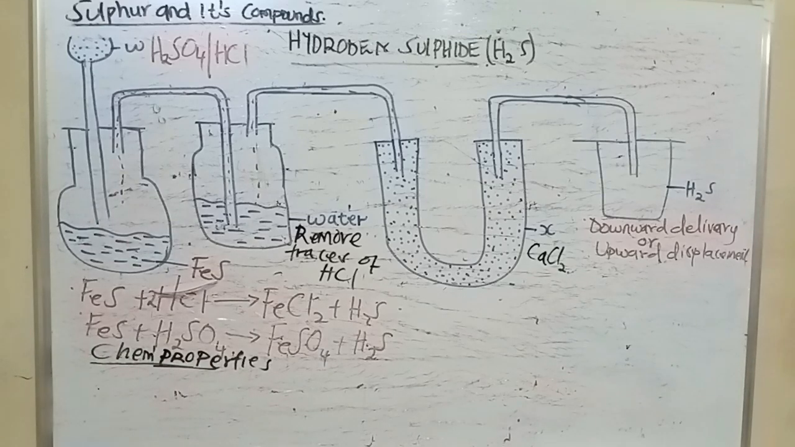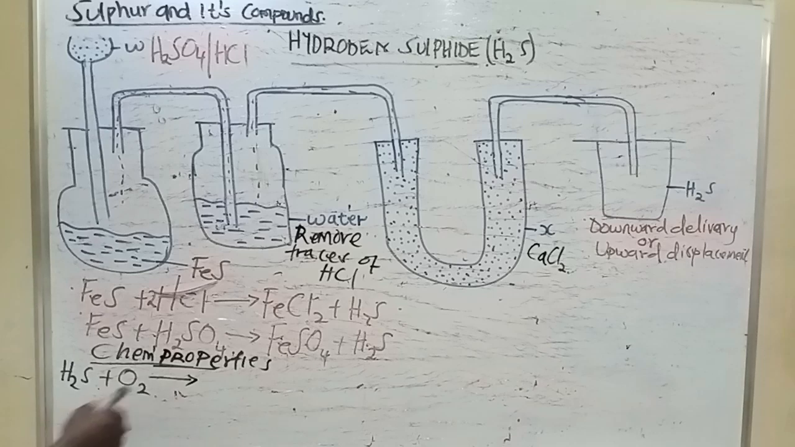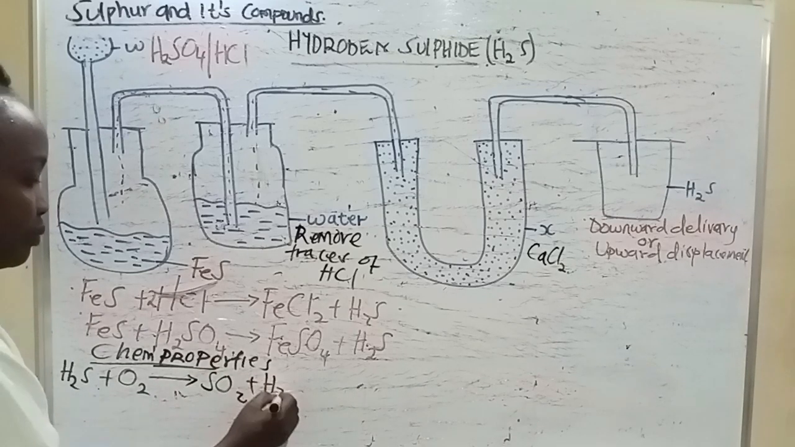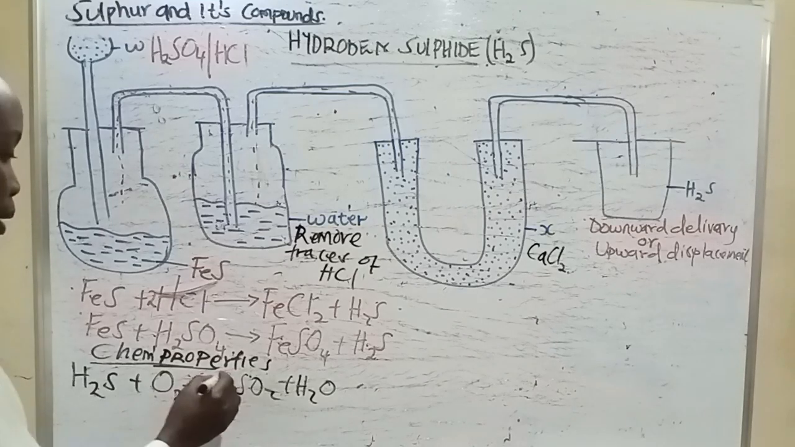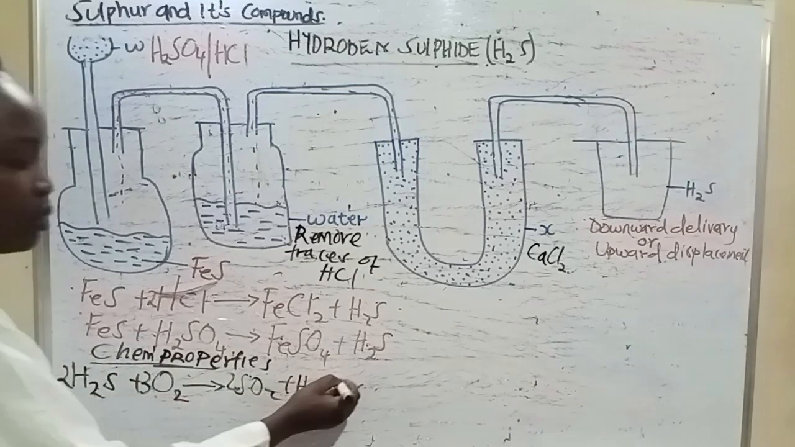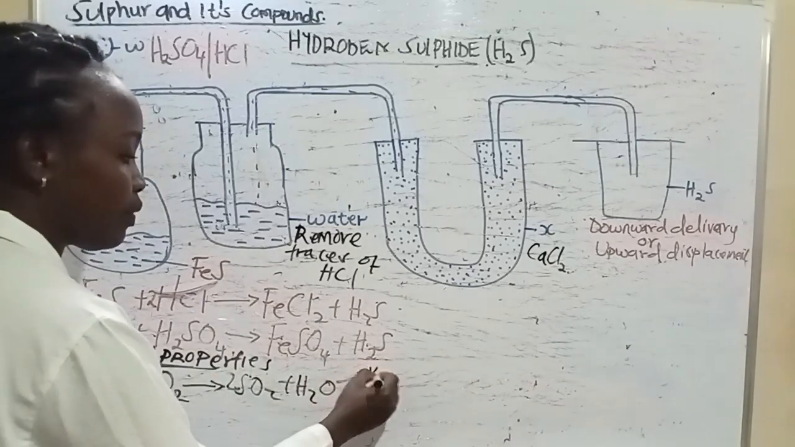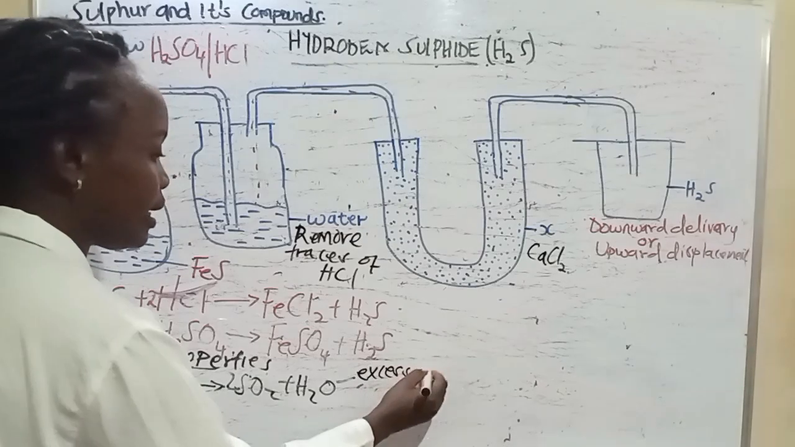The other chemical property we are going to say is that hydrogen sulfide reacts with oxygen in excess. It burns in excess oxygen or excess air to form sulfur 4 oxide plus water. We balance by putting a 2 here, a 3 there, and a 2 there. So this is in excess air.